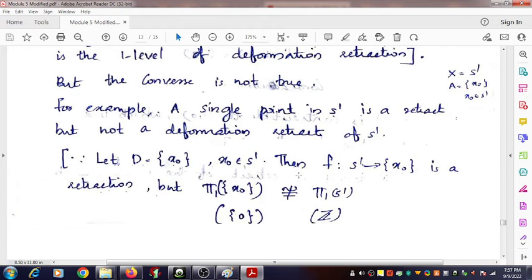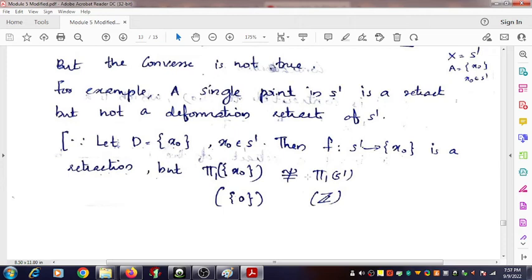But this continuous function cannot be developed into a deformation retraction. In other words, we cannot develop a deformation retraction using this continuous function or using this retract. Actually x0 is a retract, but it is not a deformation retraction.